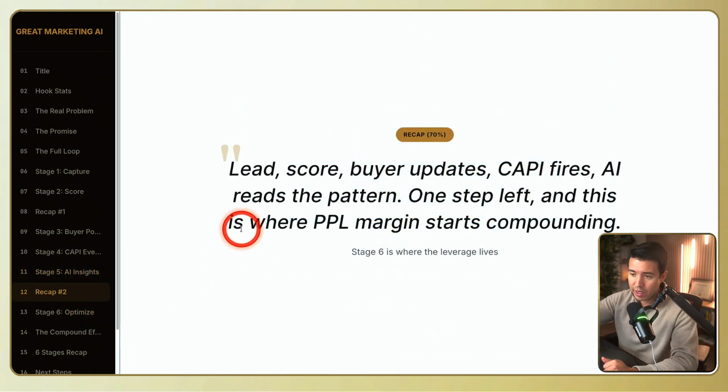So again, to recap, we get the lead, we score the lead, the buyer updates the lead's outcome, and also leaves notes on why they're not qualified. CAPI fires events based on accepted and converted leads, and AI reads and analyzes the data to give you insights on what's working and what's not working.